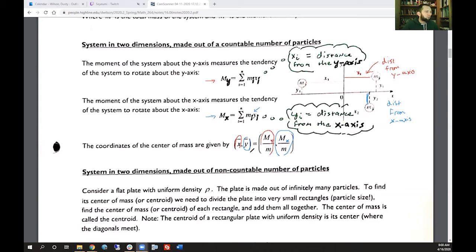So it's a little bit counterintuitive. To find x bar, you need the moment about the y-axis, and the reason you need the moment about the y-axis is because the moment about the y-axis tracks all those distances from the y-axis, which are all x values.